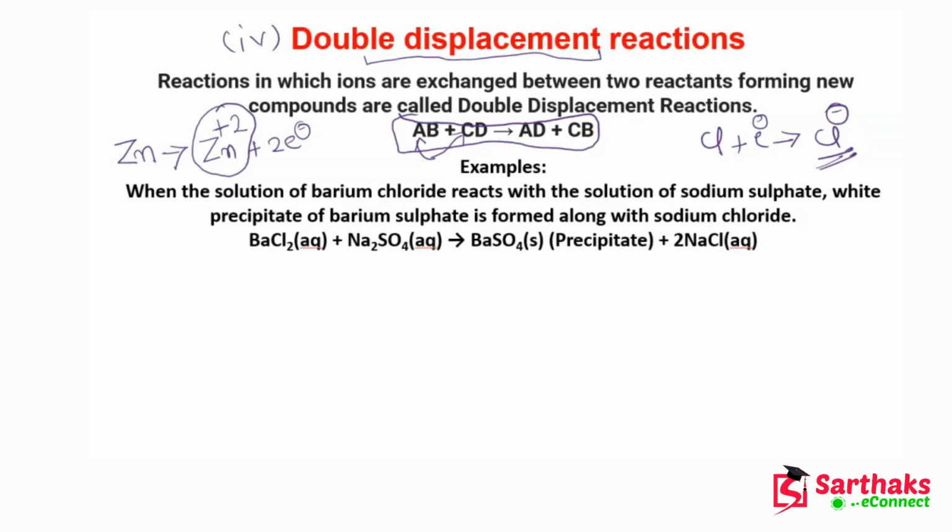Here we will talk about an example of a double displacement reaction. You can see that when a solution of barium chloride reacts with a solution of sodium sulfate, a white precipitate of barium sulfate is formed along with sodium chloride. In this example, BaCl2 is written, and this is barium chloride.